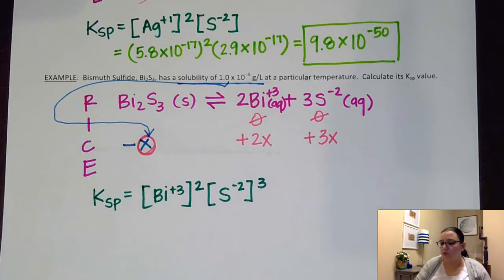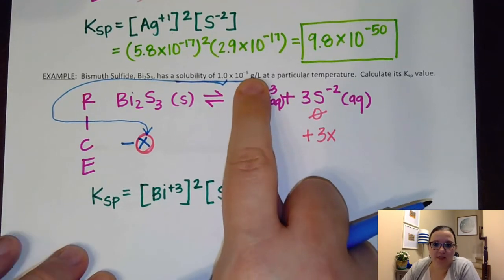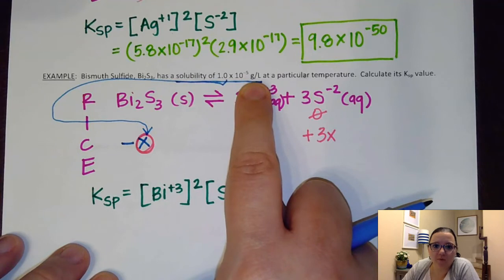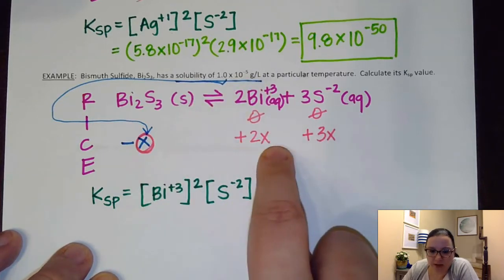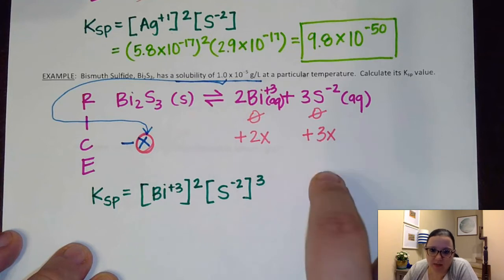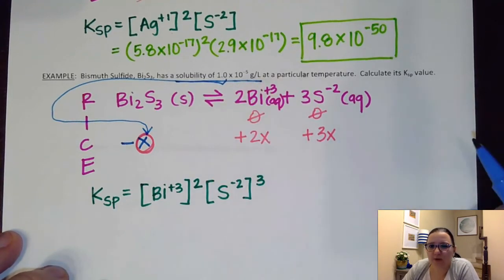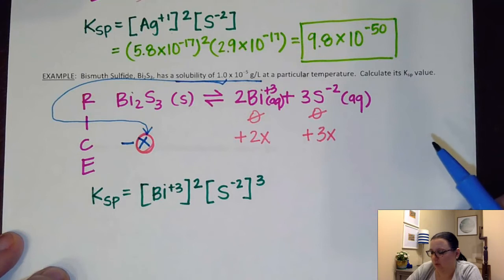So what we need to do is put this into a unit that's helpful. If you notice, right now it's in grams per liter. If it had been in moles per liter, molarity, I could have just used it as is and multiplied it by 2 to get this one, multiplied it by 3 to get this one. But grams per liter is not totally helpful to us.